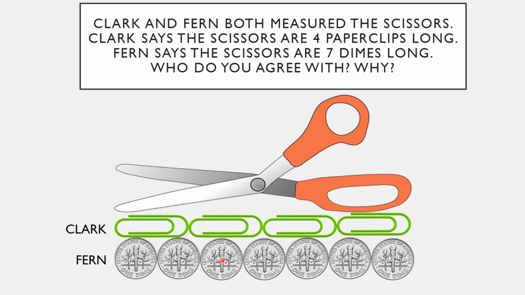Each dime is the same size, and she leaves no spaces or gaps in between and does not overlap any of the dimes. She also starts at the starting point and ends at the ending point. So this must be 7 dimes long.